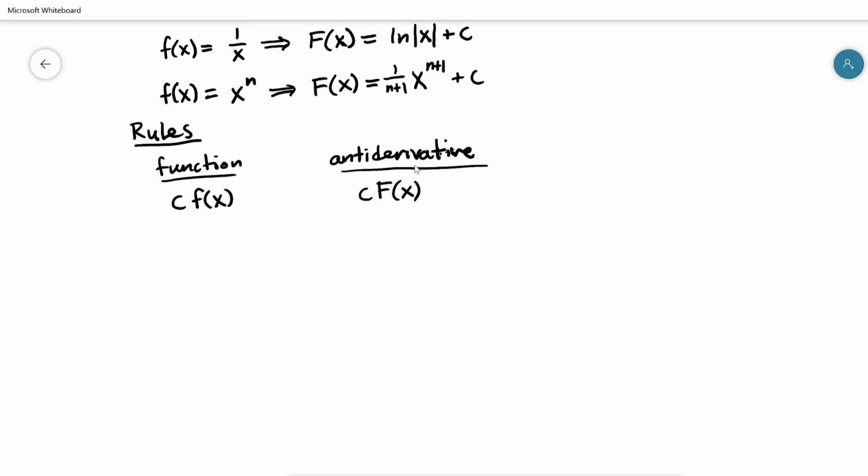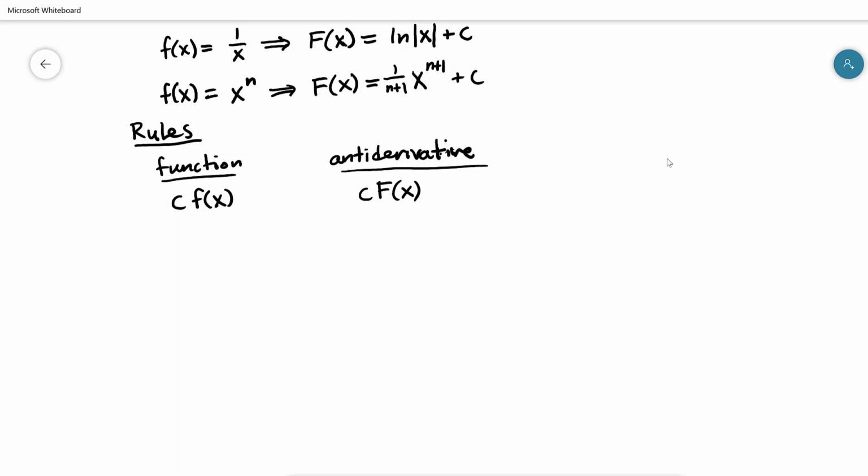Because if I were to take the derivative of this, what do you do when you have a constant times a function and you take the derivative? That constant just passes through the derivative, so it's going to pass through the antiderivative as well when we go in the reverse order. If we have that constant in the original function, that constant will show up in its antiderivative. This is kind of the idea.